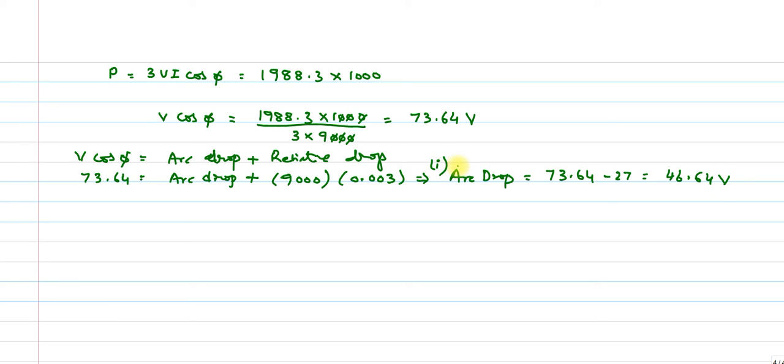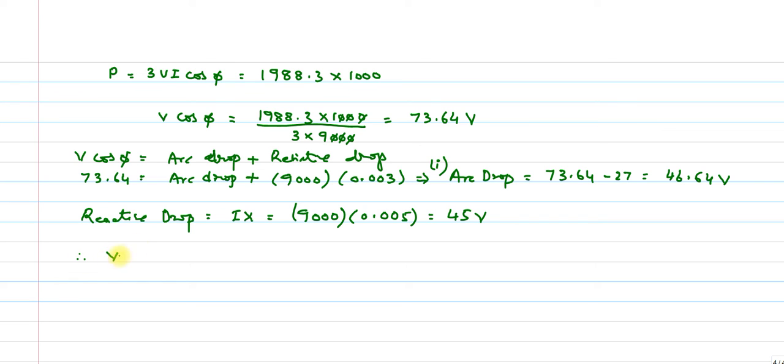So this is our first problem, arc drop. Now we need to find out kVA. So how to find kVA? This is V cos phi. Similarly, I need to find V sin phi also, which is called the reactive drop. Reactive drop is equal to current I into reactance. I has been given as 9000 and reactance as 0.005, which will be equal to 45 volt.